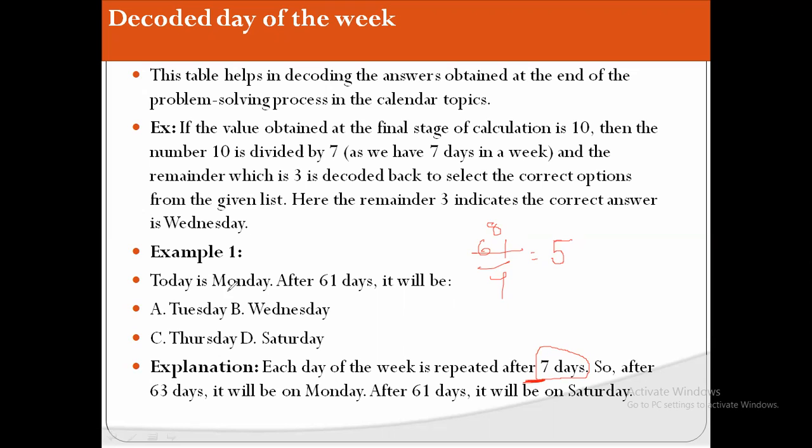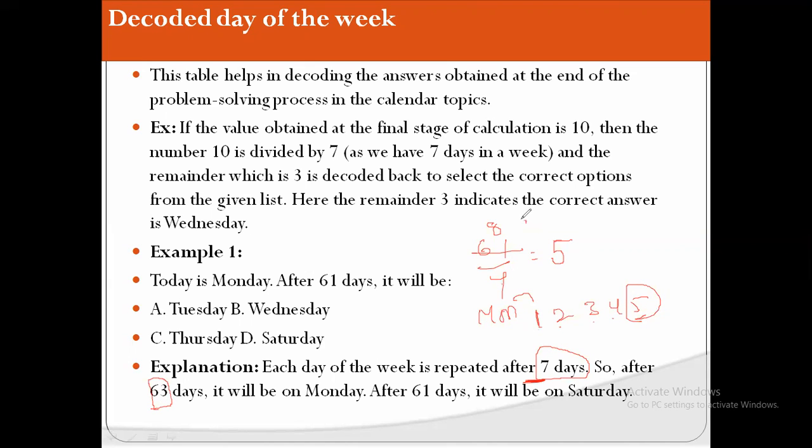5 is the remainder. So after Monday, we can take the 5 days. Monday, Tuesday, first day, 1, 2, 3, 4, 5. So Monday, Tuesday, Wednesday, Thursday, Friday, and Saturday. We can treat it that way. And in this explanation, we can come from the back end also.